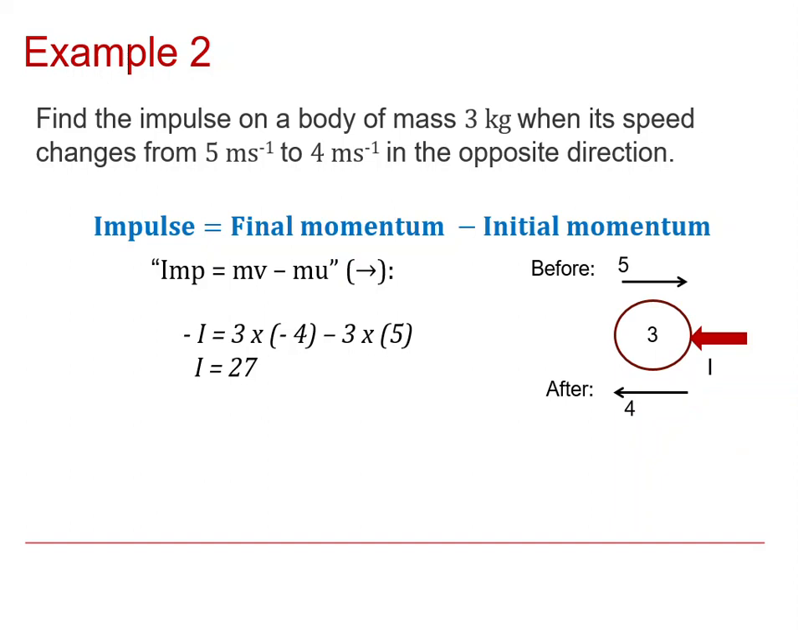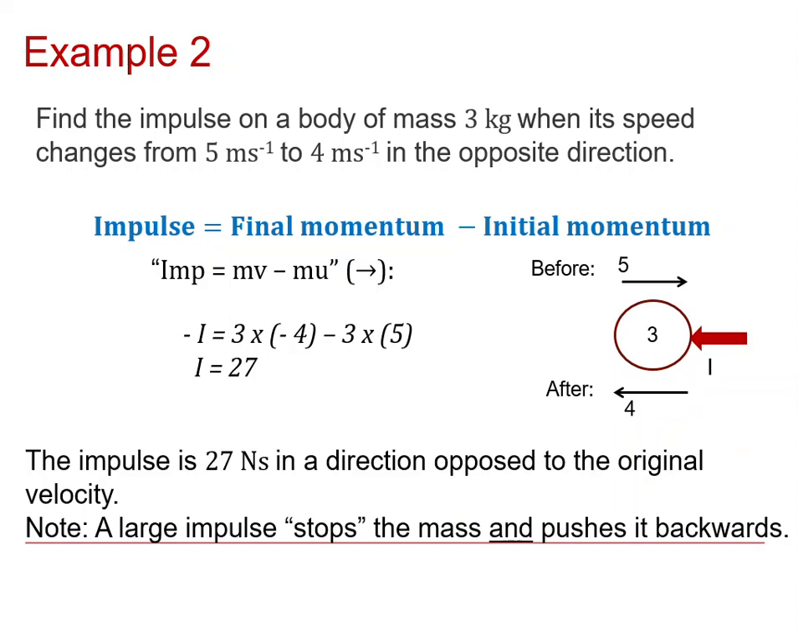Similarly, the final momentum is 3 times minus 4 because that's to the left, whereas the initial momentum is certainly to the right and it's 3 times 5. So the calculation tells us that minus I is minus 27, so I is 27. So the impulse is 27 newton seconds, and it's a vector quantity, so we must make clear what the direction is somehow using the information in the question.